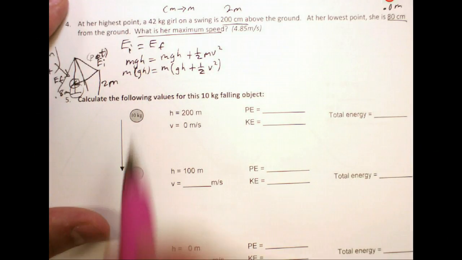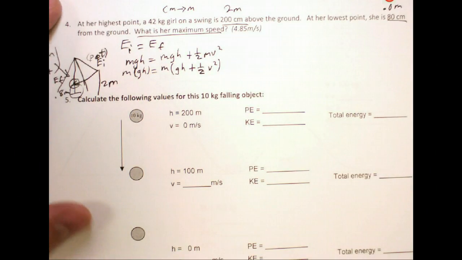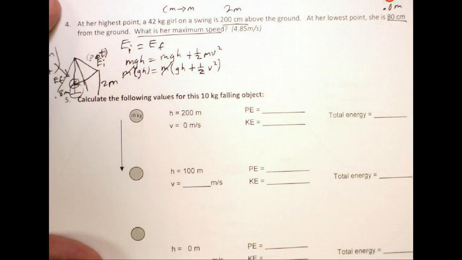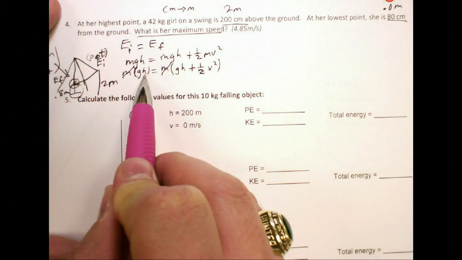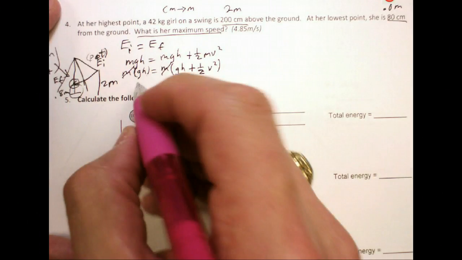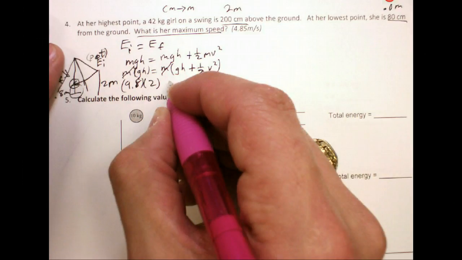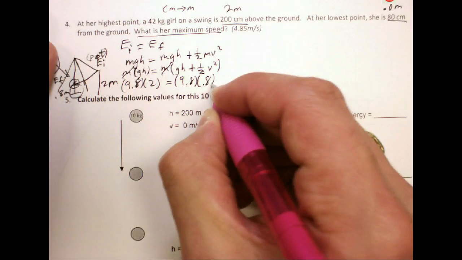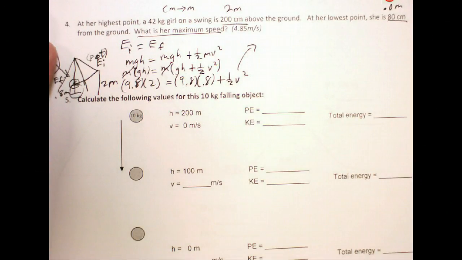If you don't want to do that, go ahead and plug mass into all of this and calculate it as it is, and you should get exactly the same answer. This goes away, this goes away. So we're left with GH equals GH plus 1/2 V squared. Notice that this H is not the same as this H because this is the initial height. This is the final height. So we'll plug stuff in. 9.8 times 2 equals 9.8. The final height is 0.8 meters plus 1/2 V squared. And I'll come up here with the next steps.